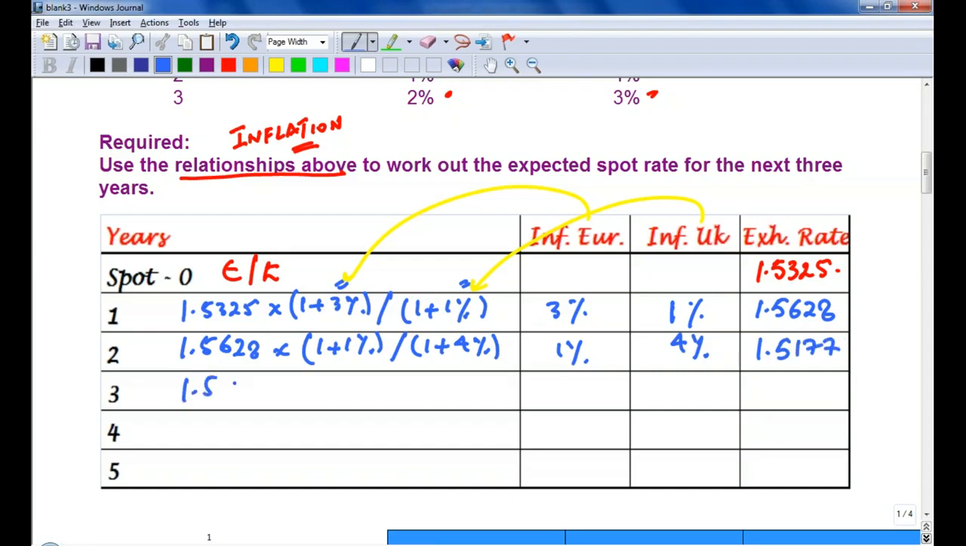Then 1.5177, with 2% and 3% given, and that is 1.5030. It's very simple, candidates. It's very, very simple.